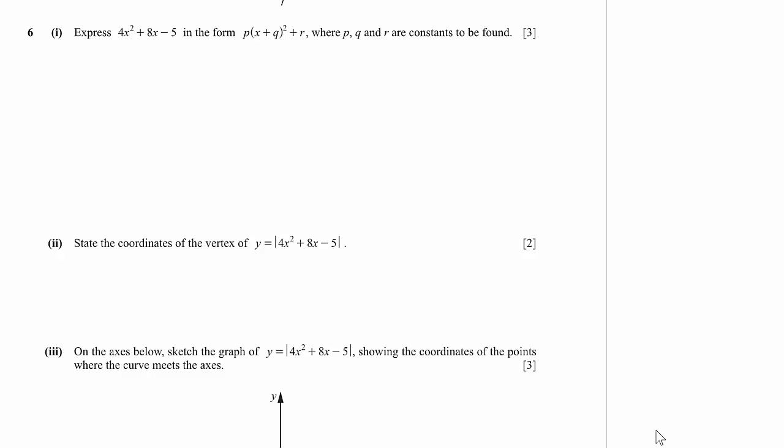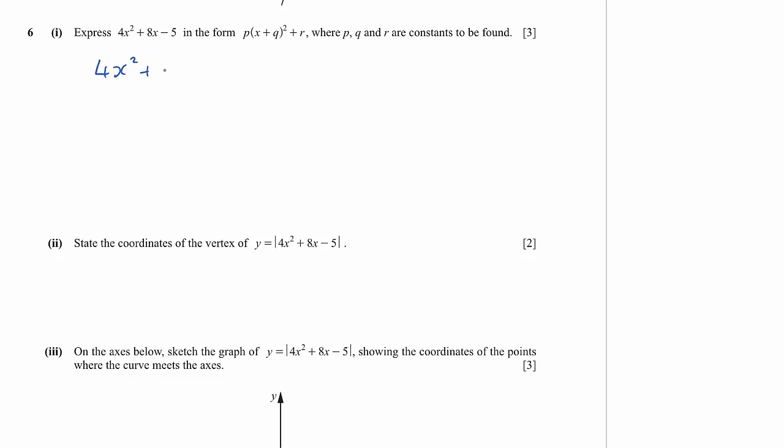So we want to express 4x squared plus 8x minus 5 in the form (px plus q) all squared plus r, where p, q and r are constants to be found. This is a process called completing the square, but you probably haven't been taught completing the square in this particular course, so you can do it by comparing coefficients. So I'll show you that, and if you know how to complete the square, then fine, you can do it that way.